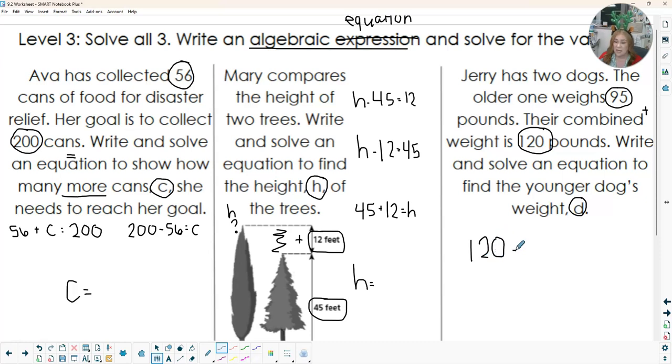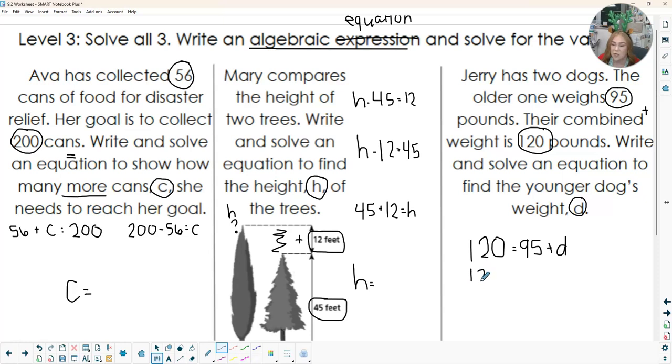120 equals the two dogs put together. The first dog is 95. And then the other dog, we don't know yet. I know we can figure it out, but that's not what it asked us to do. It said write an algebraic equation with D. When it gives you a variable, you have to use the variable. So that's one way to do it. Or we can do it another way.